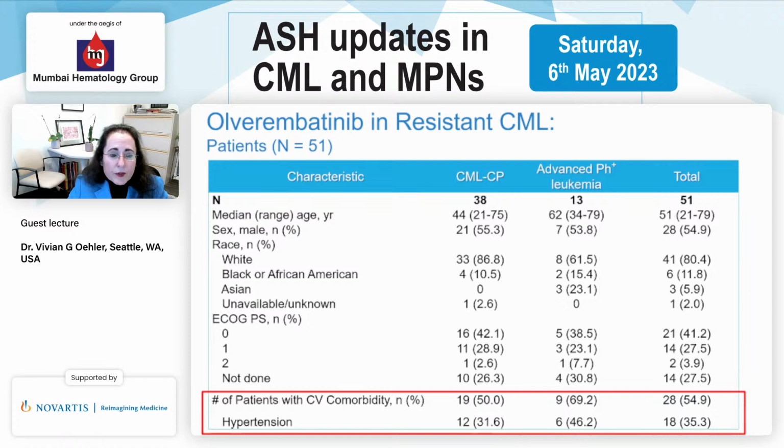Notably, as I show here in the red box, we did not exclude patients with cardiovascular comorbidities. And as you can see here, 50% or more of patients had CV comorbidities, of which hypertension was the most common.